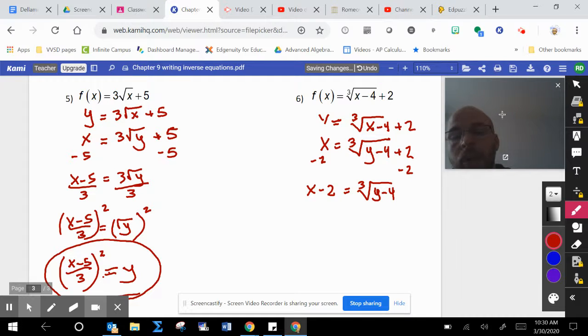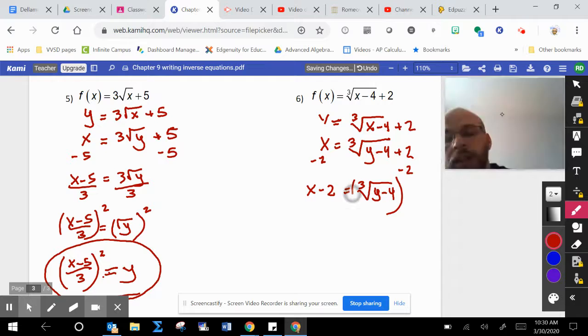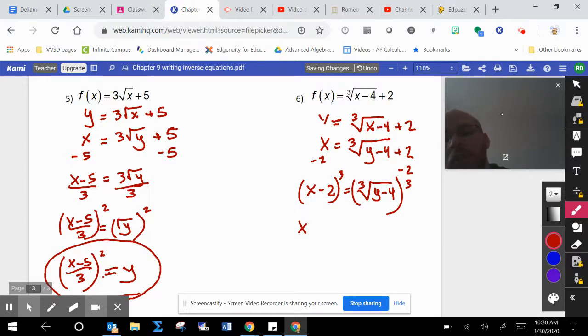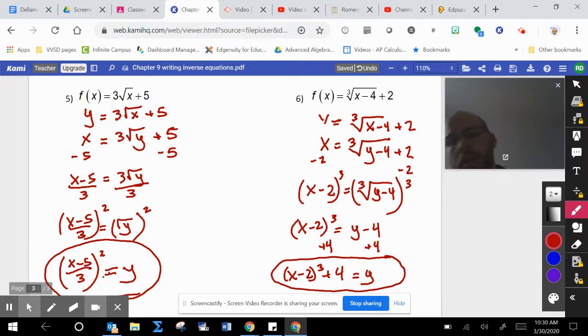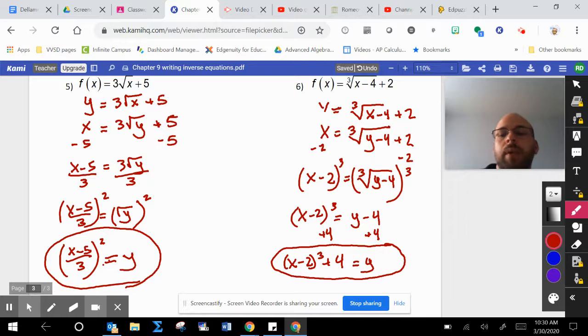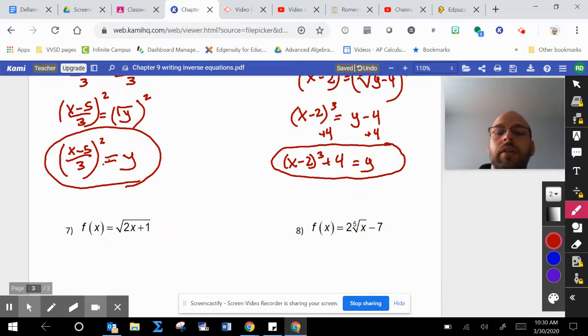Now I can't add the 4, so what I'm going to have to do is raise each side to the 3rd power to get rid of that radical. So that's going to leave me with an x minus 2 cubed equals a y minus 4. Add the 4 over. So I get now an x minus 2 cubed plus 4 equals y. And that would be my final answer. Okay, so that's the inverse of this equation. That's what happens when you transpose the x and y variables.